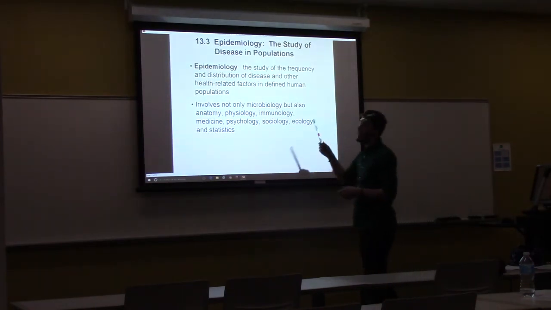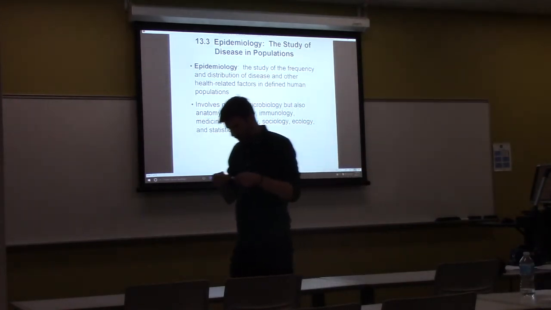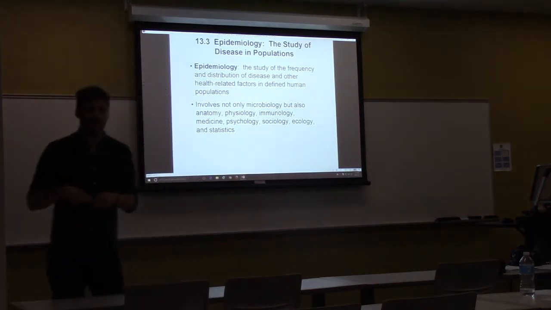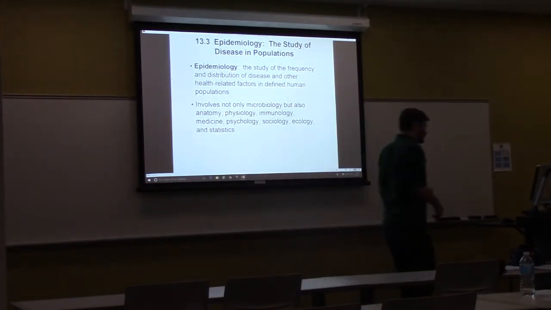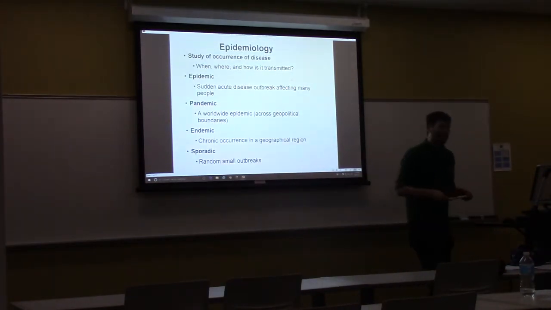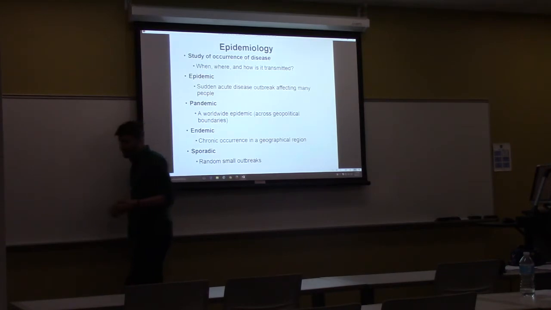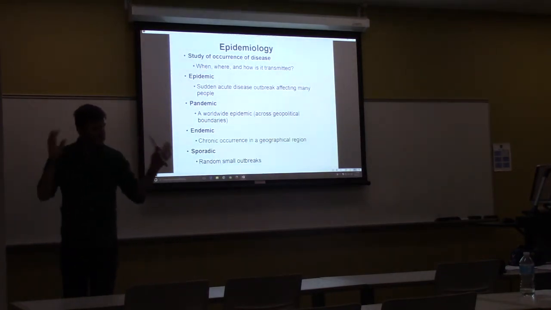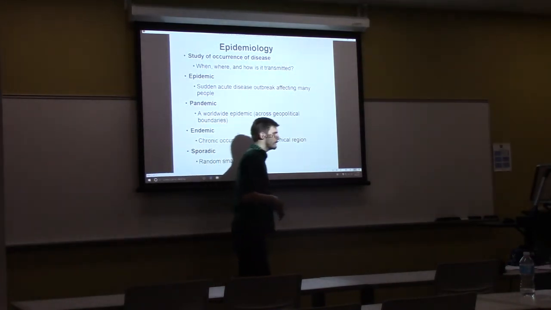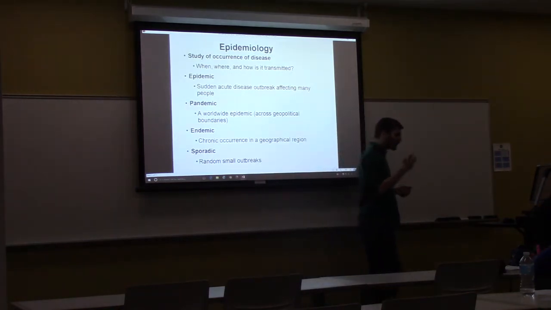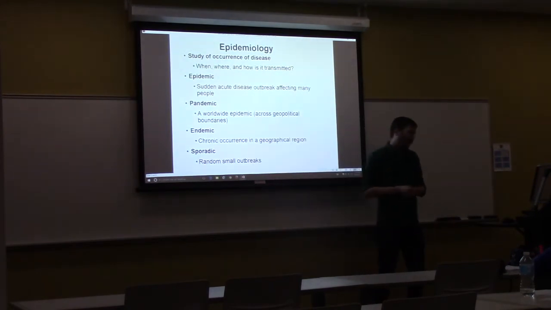Then lastly, what is epidemiology? Epidemiology is the study of disease and how it is spread. This is important so we can potentially stop the spread of disease. And then a couple definitions: epidemic, pandemic, endemic, and sporadic. Epidemic is a sudden acute outbreak, so a rapid outbreak of a disease in a geographical region. Pandemic is a sudden acute outbreak of a disease, but globally. Endemic is a low-level or chronic occurrence of a disease within a geographical region. And sporadic is a random outbreak of a disease.